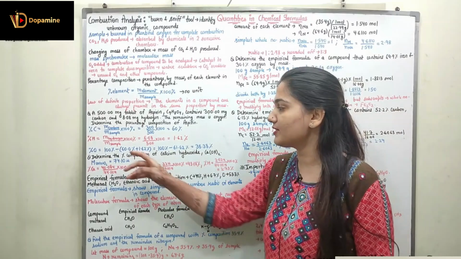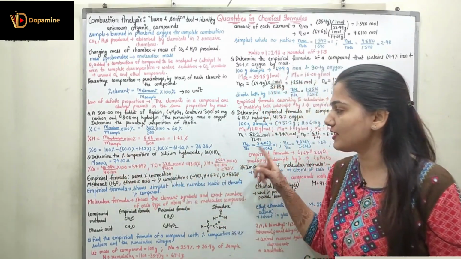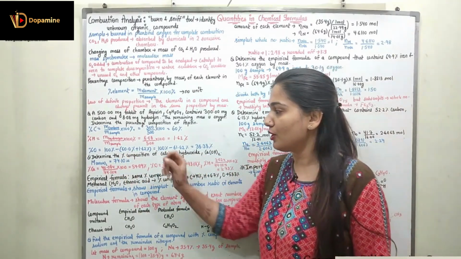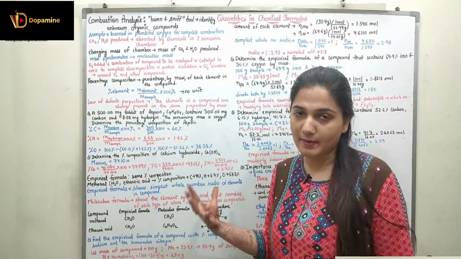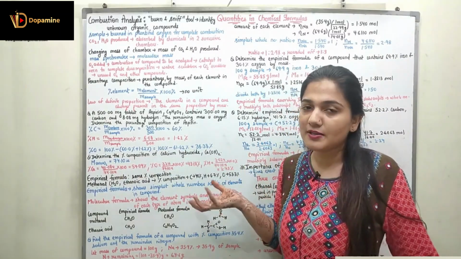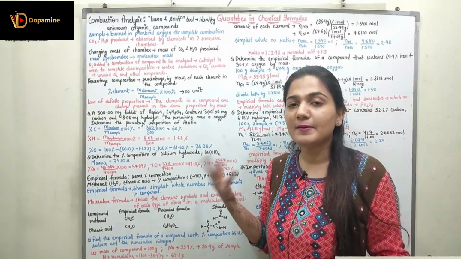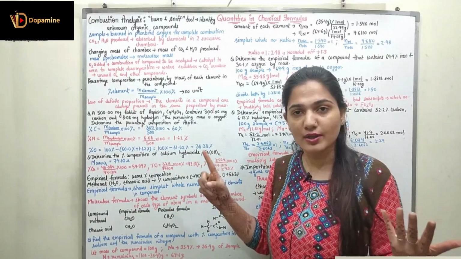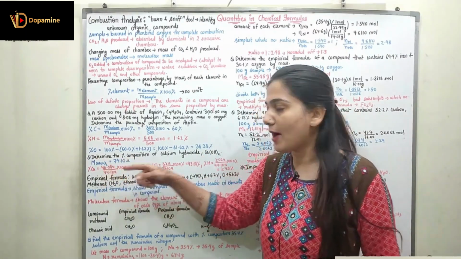Coming to the next question, which states: determine the percentage composition of calcium hydroxide, CaOH2. So now we have to find out the molar mass, right? Because the masses are not given. Now we are going to represent the percentage composition in terms of molar mass, right? So molar mass of compound I can find out.